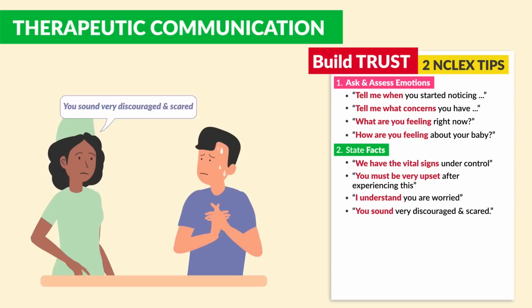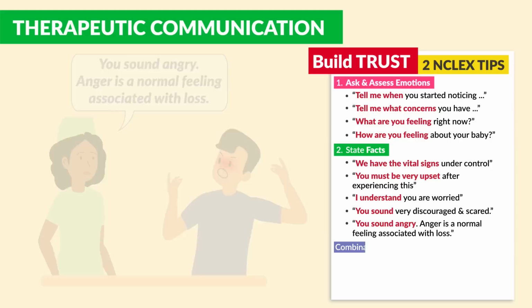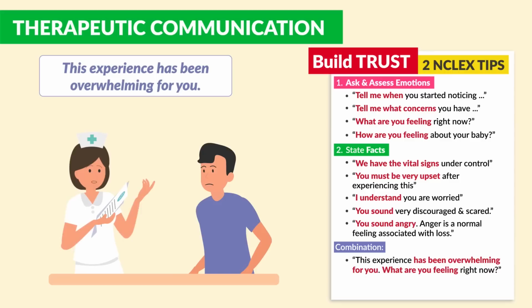For example, you sound very discouraged and scared. Or you sound angry. Anger is a normal feeling associated with loss. Or it can be a combo effect, which we saw a lot in our NCLEX review. For example, this experience has been very overwhelming for you. What are you feeling right now?